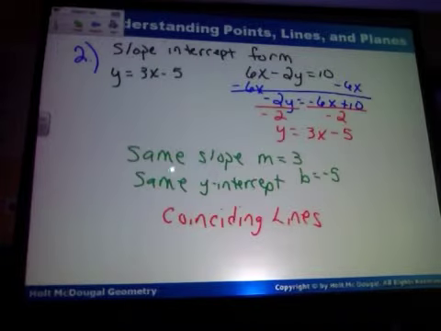Okay, notice how on these two lines they have the same slope. However, they also have the same y-intercept at -5. Therefore, they are not parallel, they are the same line. They coincide with each other. They're the exact same line.